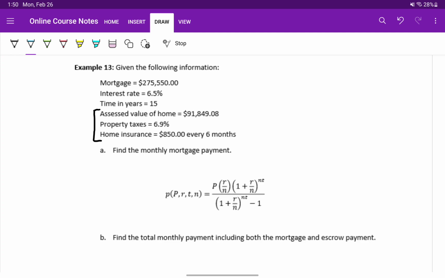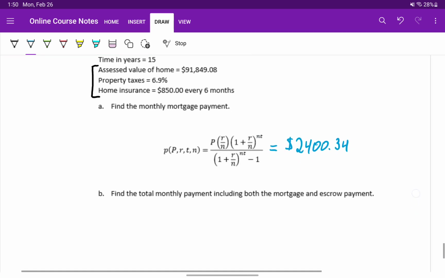We can find part A the same way we did in example 12. We'll plug the given values into that formula and we should get a monthly payment of $2,400.34. Then in part B, we want to find the monthly payment for the mortgage, now including that escrow payment, or the monthly payment including the mortgage and the escrow payment.